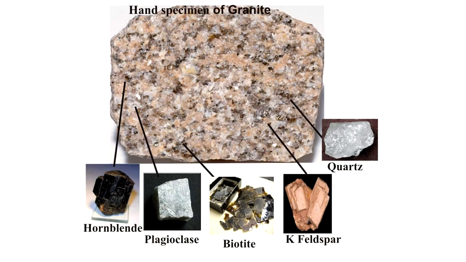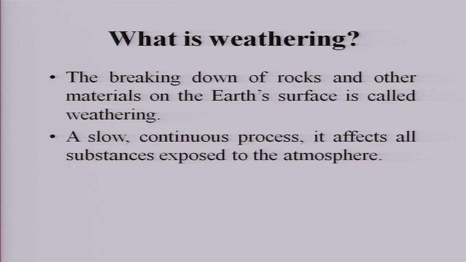If you see, this is made up of a tough rock which is called granite, which is hard and crystalline. Though this is a tough rock, due to the exposure to the atmosphere, it gets altered. For example, some of the minerals get changed to clay and chips and flakes of minerals break away from the granite surface. Now, the question is, what is weathering? The breaking down of rocks and other materials on the earth's surface is called weathering. It is a slow, continuous process and happens to all substances as it is exposed to the atmosphere.